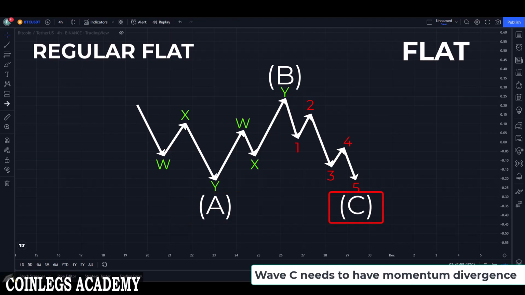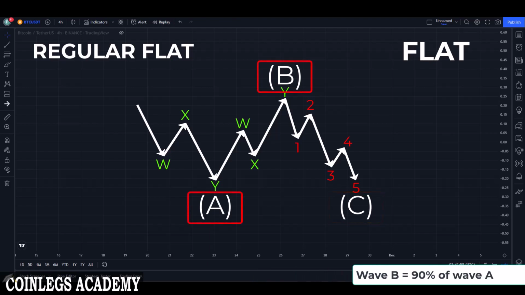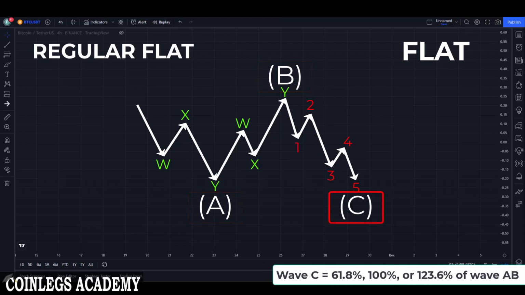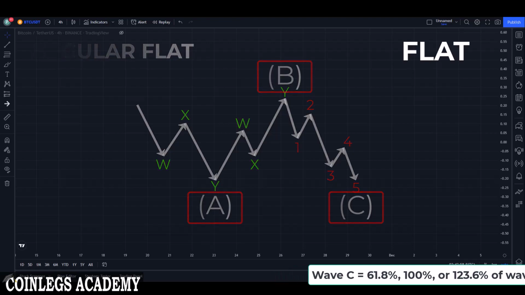Fibonacci ratio relationships on regular flats: wave B needs to be 90% of wave A, and wave C 61.8%, 100 or 123.6% of wave AB.